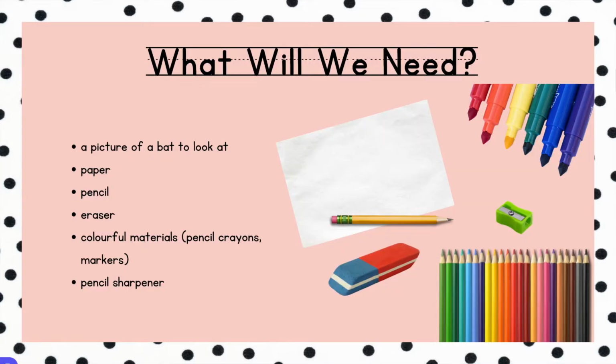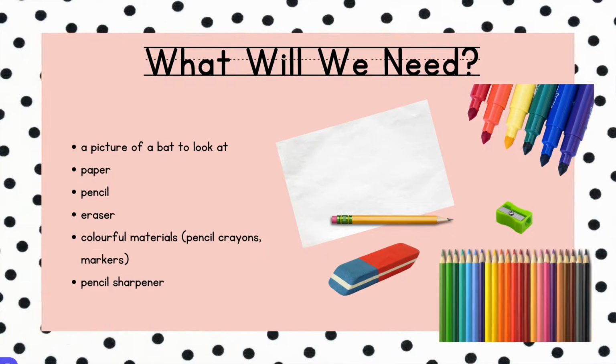So what are we going to need? We're going to need the reference image of a bat to look at. We're going to need a piece of paper or our visual journals. We're going to need a pencil, an eraser, and something to add color. So it could be pencil crayons or markers or whatever you have available at home. And a pencil sharpener is nice to have as well, especially if you're using pencil crayons.